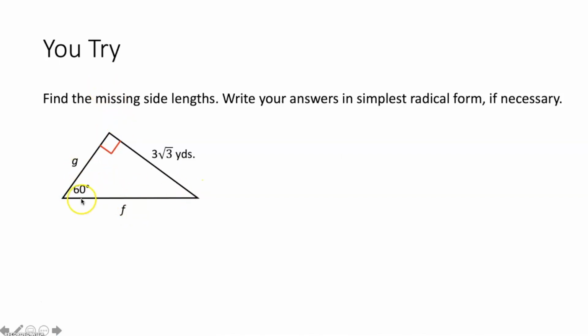Okay, doing the same thing here. We are again given a right triangle. We know that because of this little red box right here. We are given one of our acute angles is 60 degrees. So what's the measure of our other acute angle? Well, we take 180, subtract 60, subtract 90. We're left with 30 degrees.